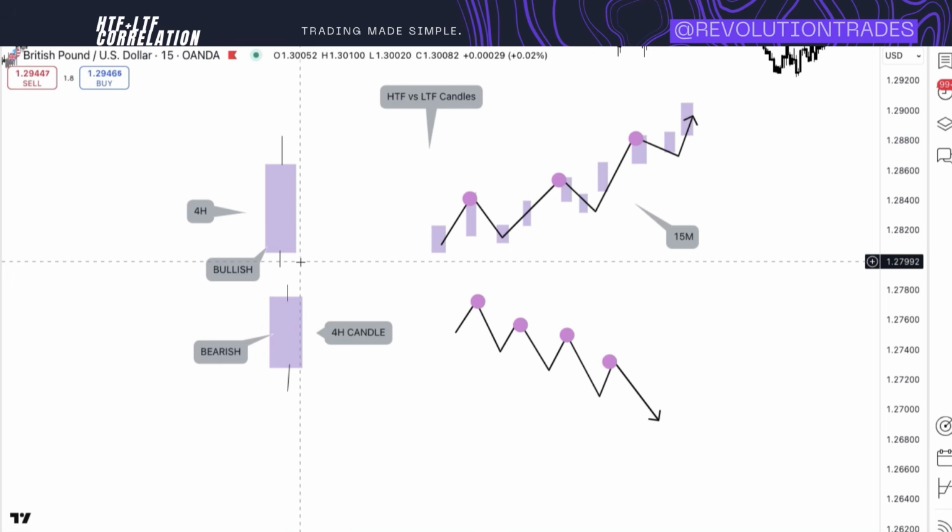If it's a bearish 4-hour candle and we go down to the lower time frame, specifically the 15-minute time frame, we're going to expect bearish structure being presented. Lower lows and lower highs. Lows are being broken. Highs are being respected to create a lower high. That is what we expect. So I want to show you guys an example.